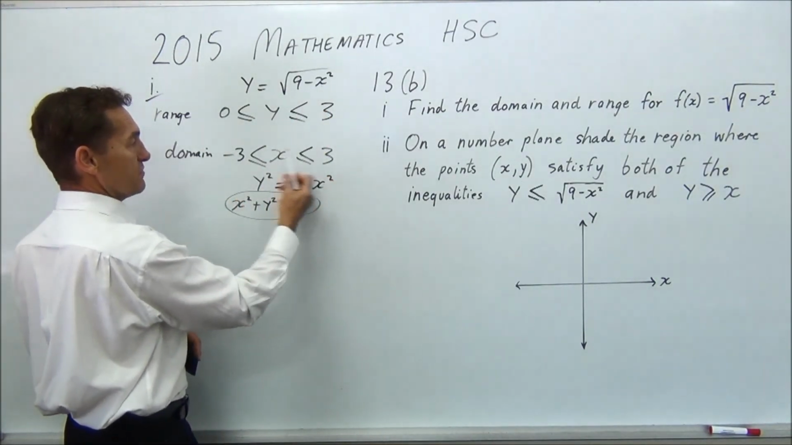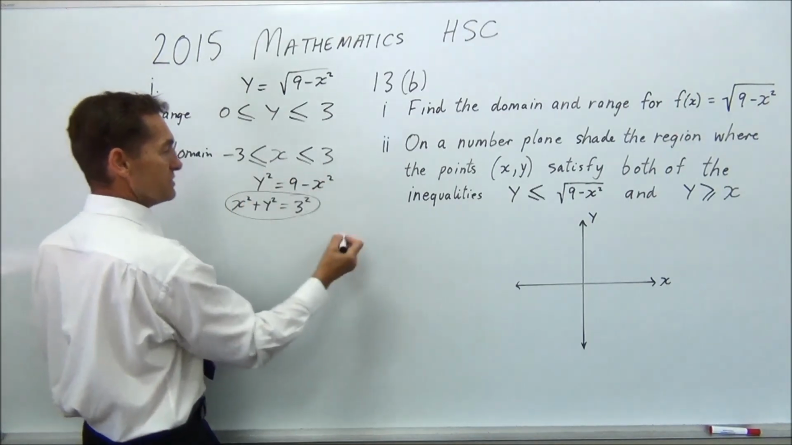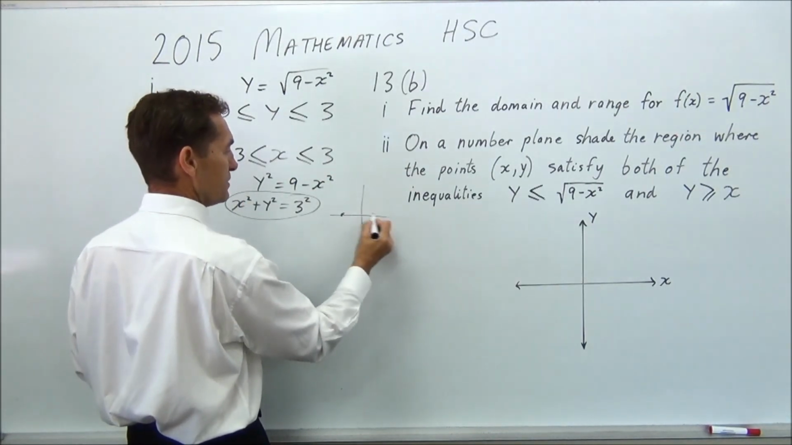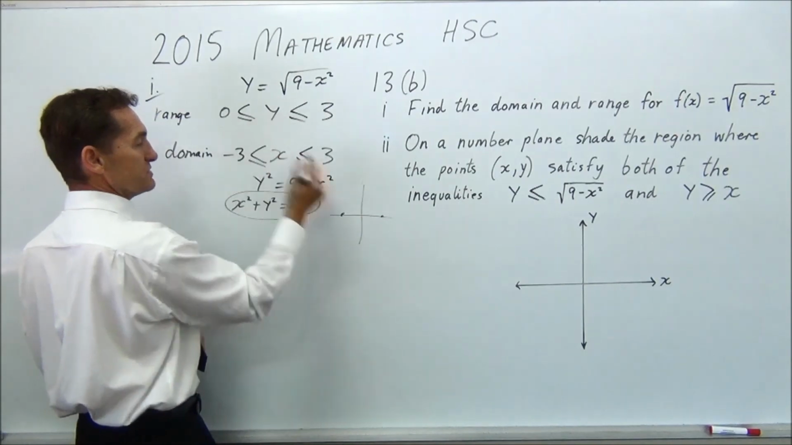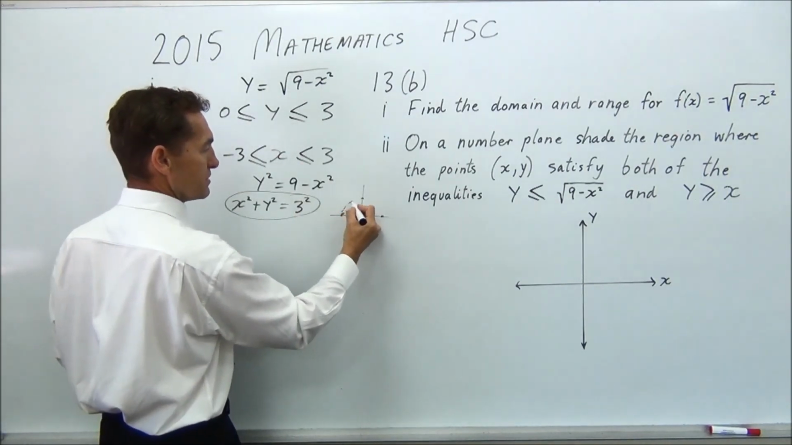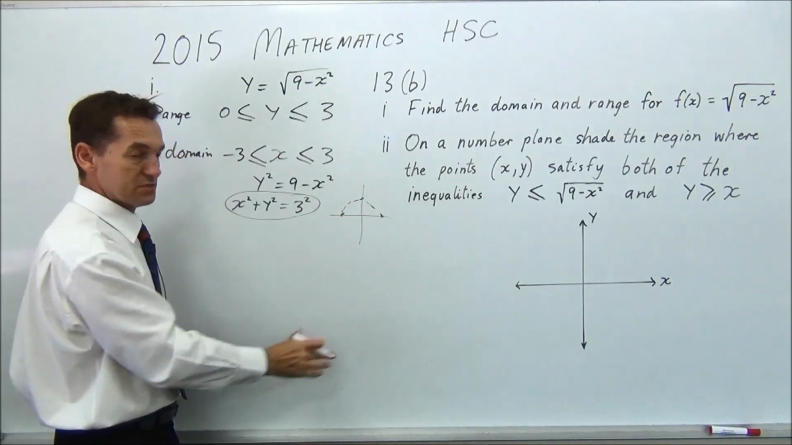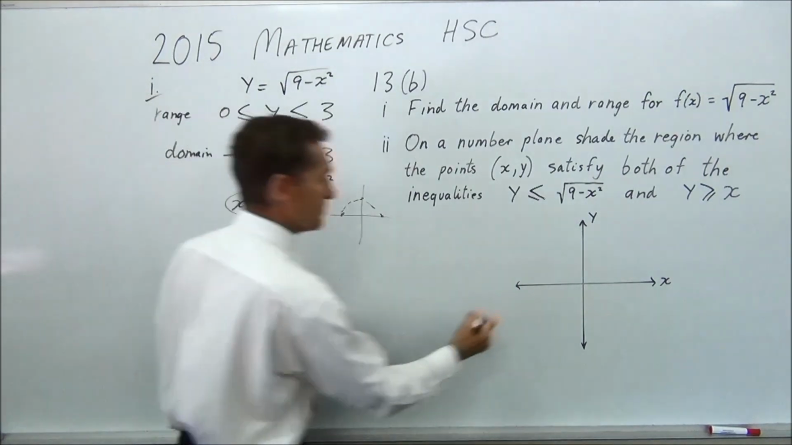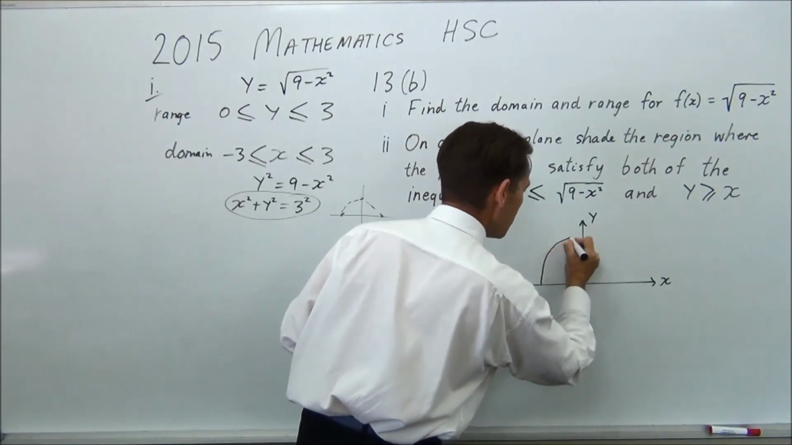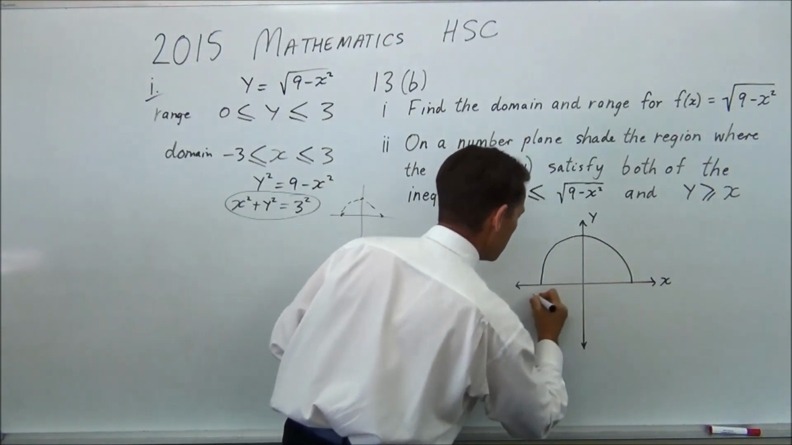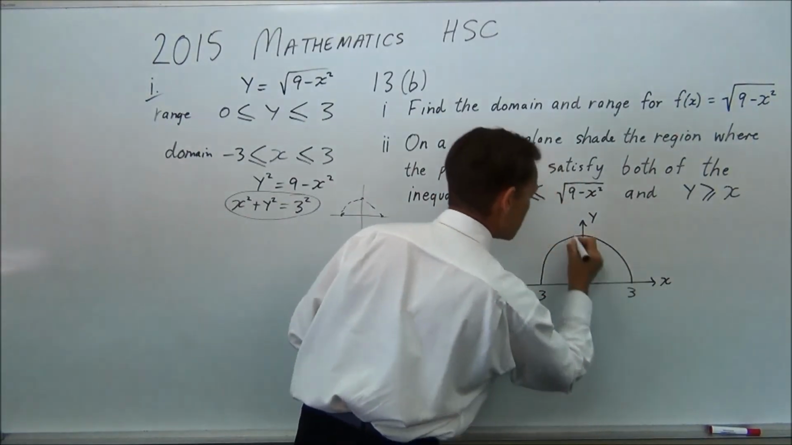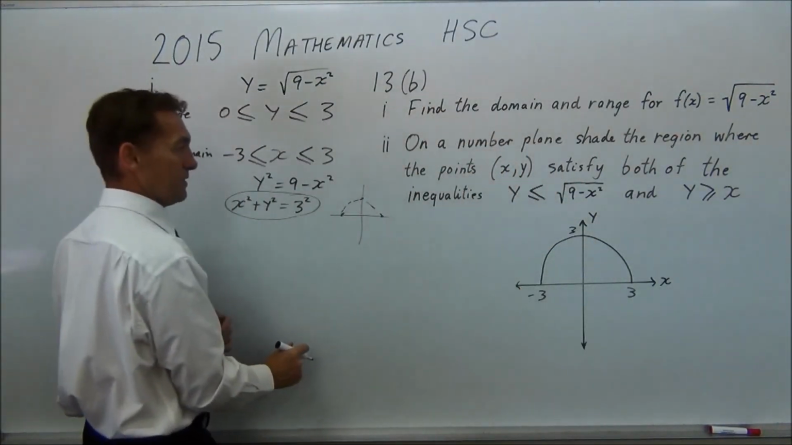So x is going to go from minus 3 to 3, something like that, from there to there. Y is going to go from 0 to 3, and it's going to go like that, right? So you're going to get a semicircle. We're going to get a semicircle on that line, from there to there. Right, from minus 3 to 3.